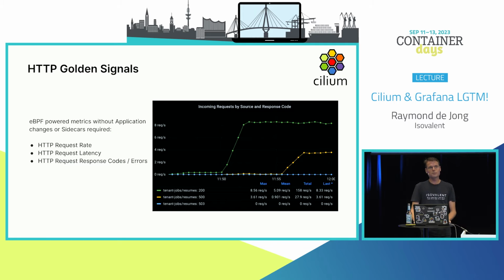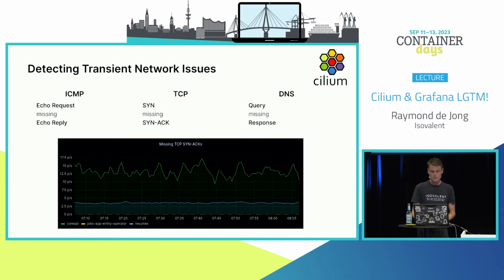So without instrumentation, we can actually follow and see and monitor HTTP golden signals. So we can see things such as request rates. We can see the duration of requests. We can see response codes and error codes in those requests. So without instrumentation of the application, by just monitoring layer 7 traffic, we can export these metrics, for example, into Grafana. But we can also detect transient network issues.